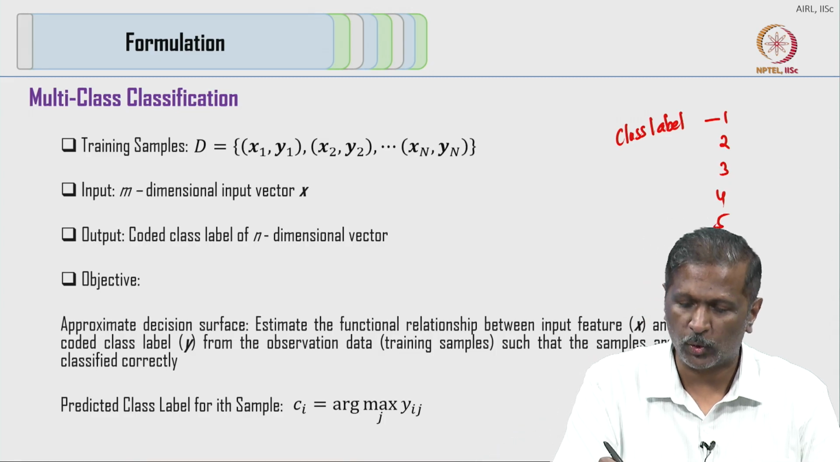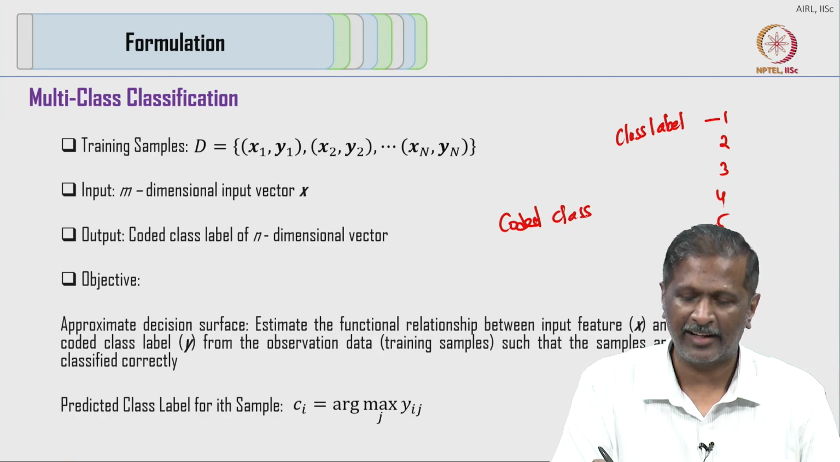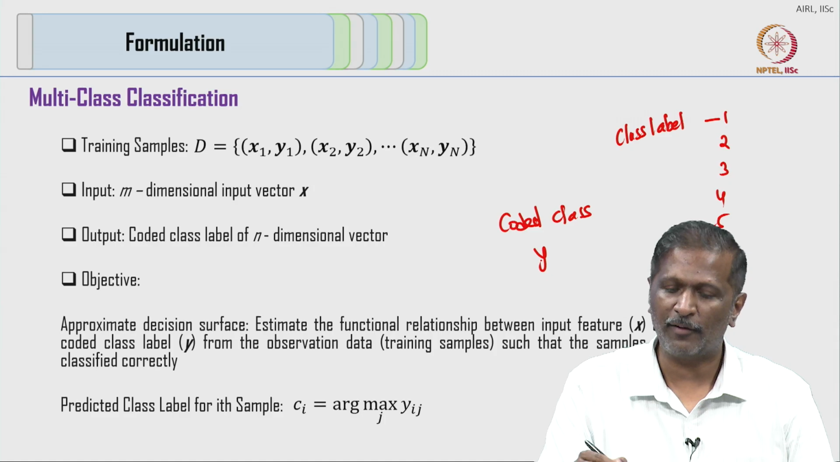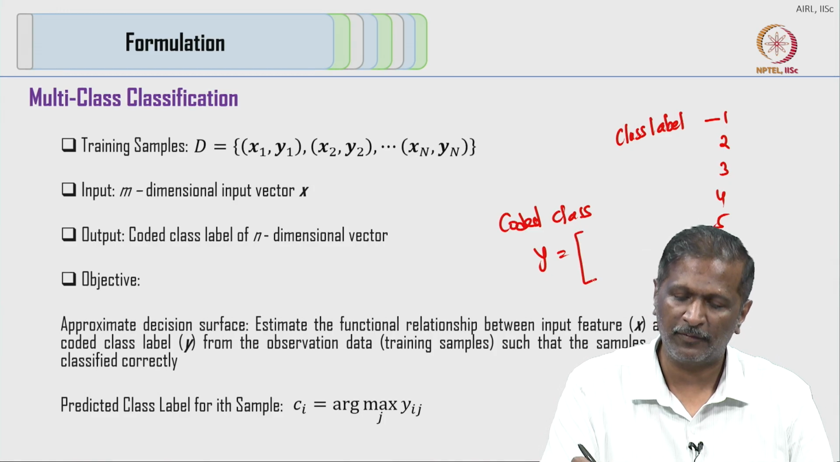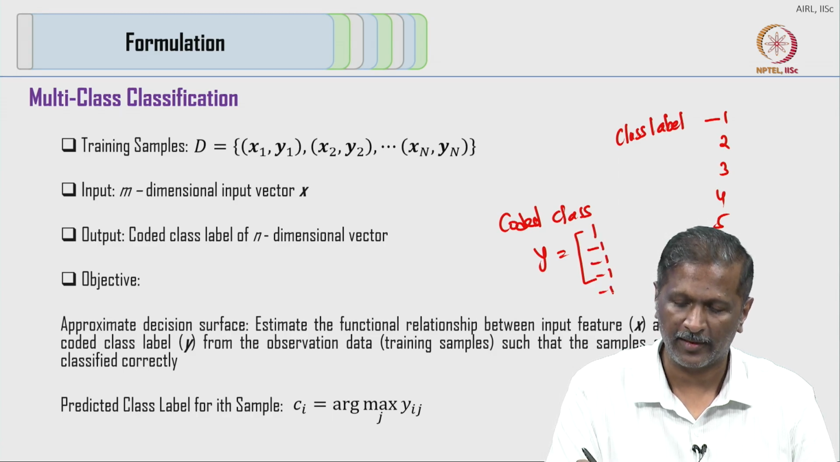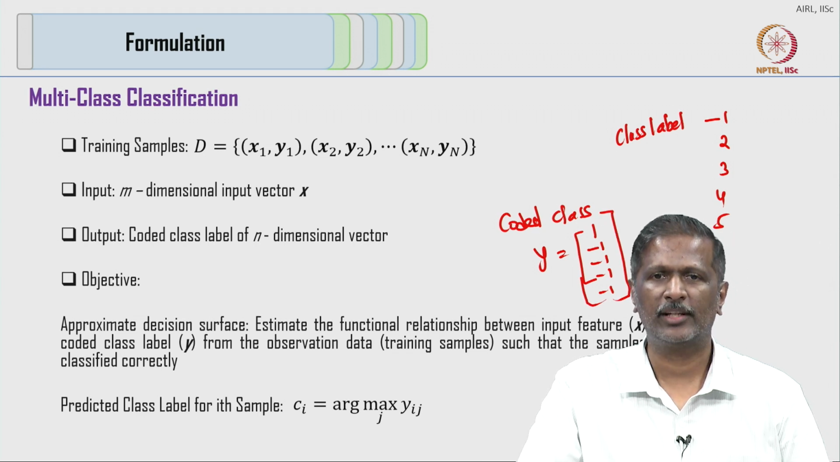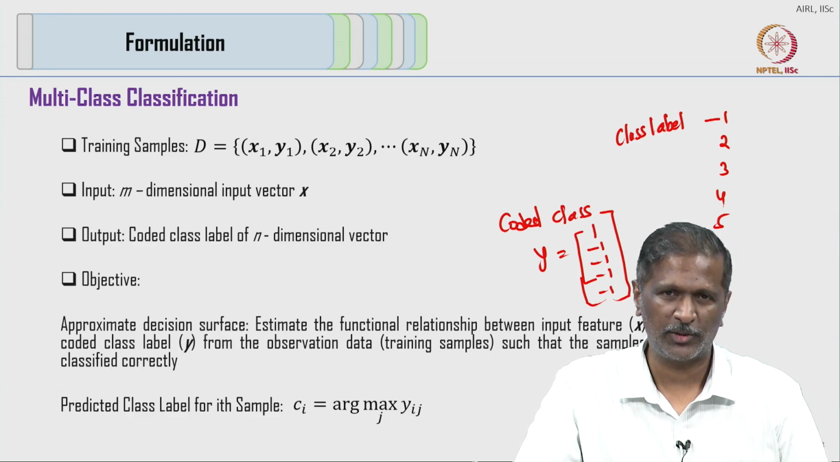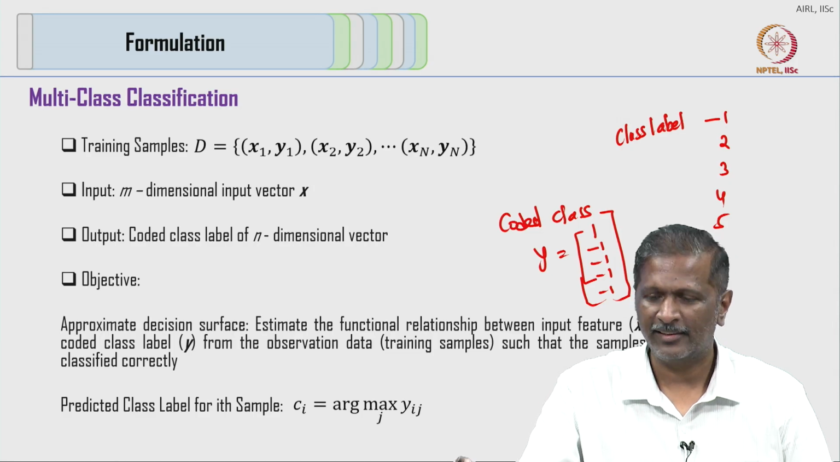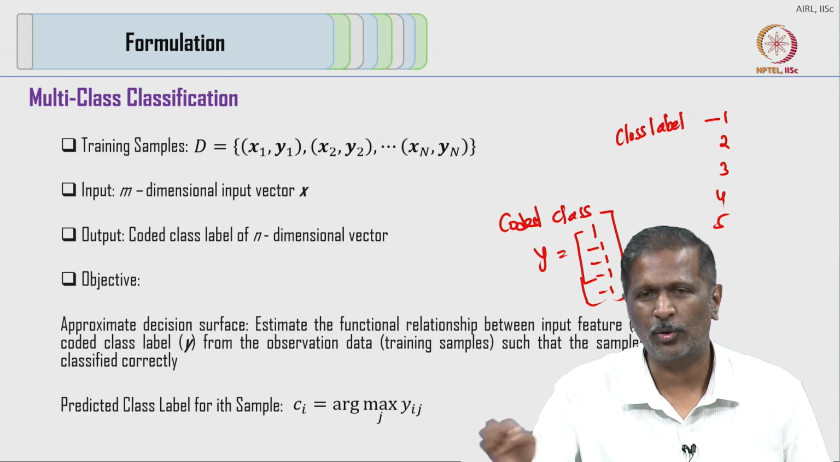So what we call is a coded class label. When I say coded class label, right, Y will become a vector of dimension 5, right? Let's say the sample belongs to class 1, then the first output is 1, the rest of them are -1, right? So this is my representation. If the sample belongs to the class, the corresponding output is 1, other outputs are -1. So I can convert the class label 1, 2, 3, 4, 5 into corresponding coded class labels.